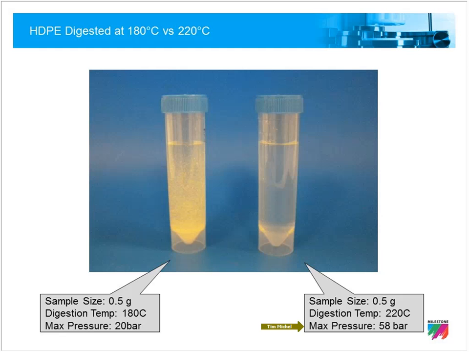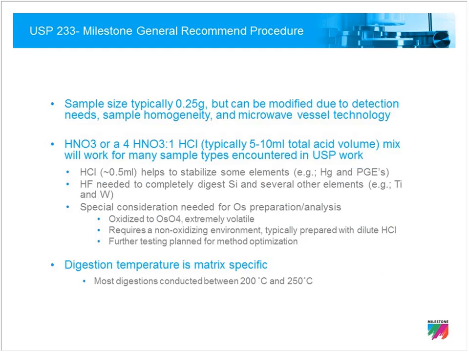So going back to my original statement, one of the key considerations to make is that you first understand your sample type, the temperature needed to digest the sample, and the pressure that's going to be generated when that sample is digested. And certainly your microwave vendor is capable of helping you all figure that out. Now for USP 233, there's some general recommended procedures, certainly that can help get everybody on the right track.